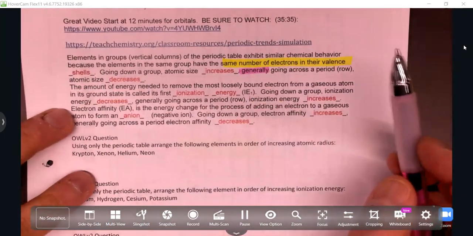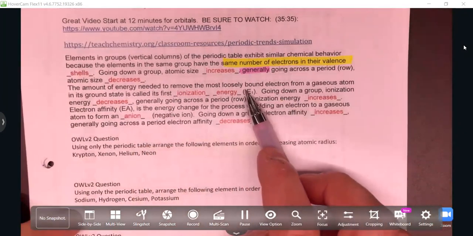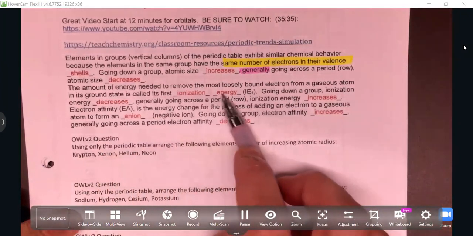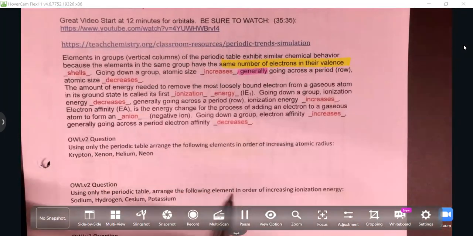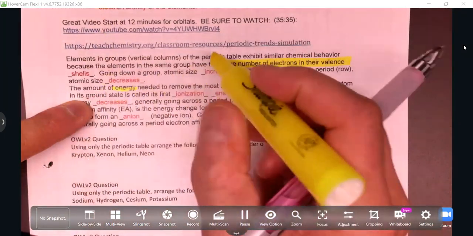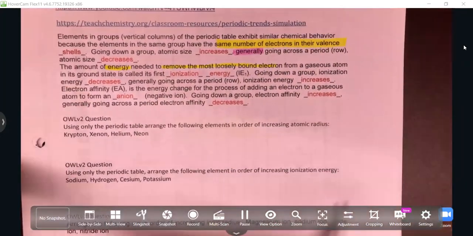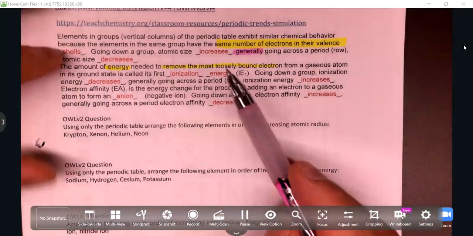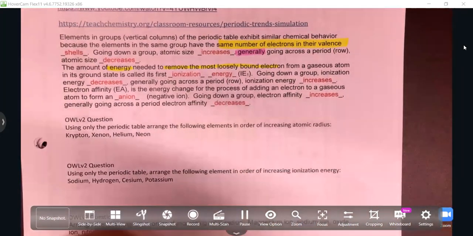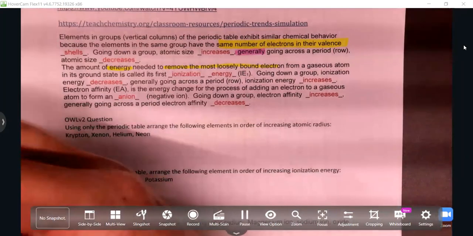So the amount of energy needed to remove the most loosely bound electron from a gaseous atom in its ground state is called ionization energy. Now, this is energy to remove an electron. Energy to remove an electron. Which elements don't want an electron anyway to become more stable? The metals on the left side, right? The metals on the left side do not want their valence electron.